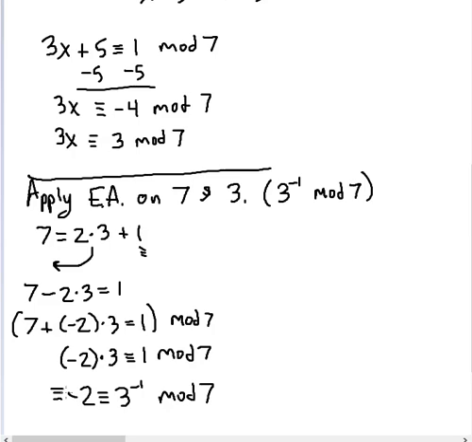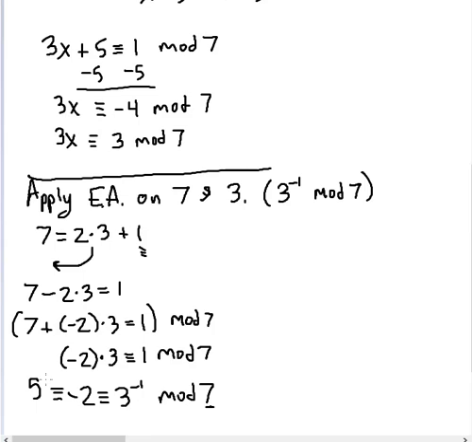But again, your parents raised you right, so you're not going to leave it like that. Instead of negative 2, I want to correct it, add 7, because that's what we're modding by, and we get 5. So 5 is 3 inverse, 3 is 5 inverse.